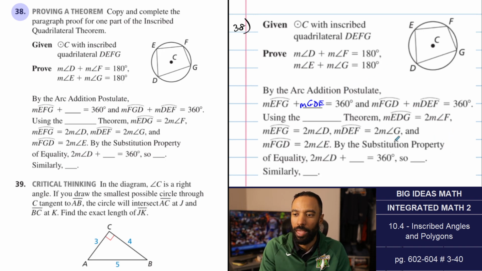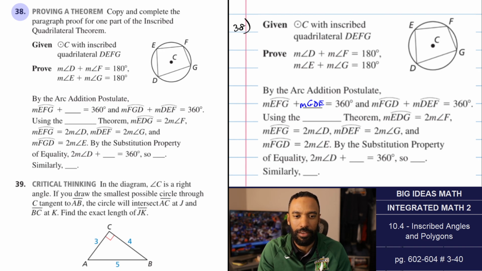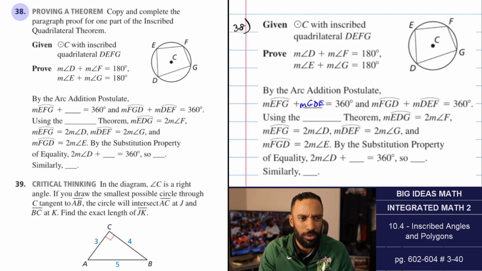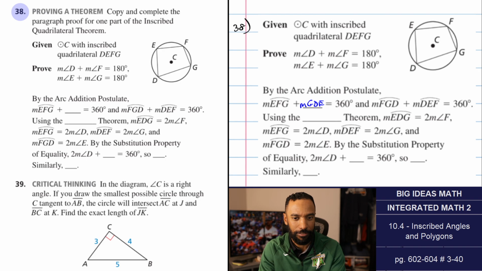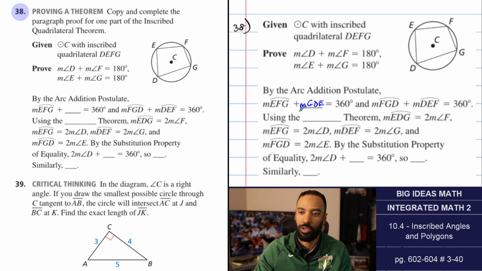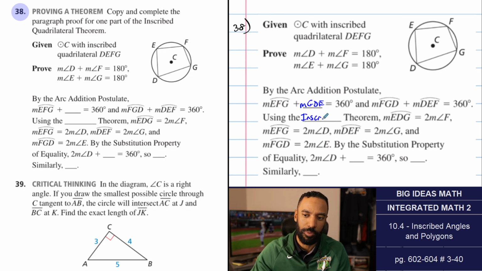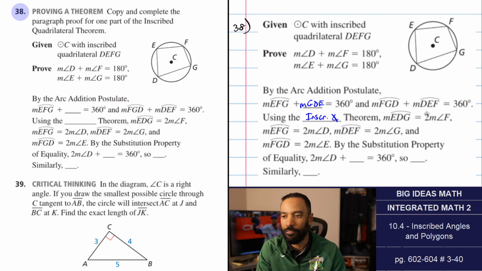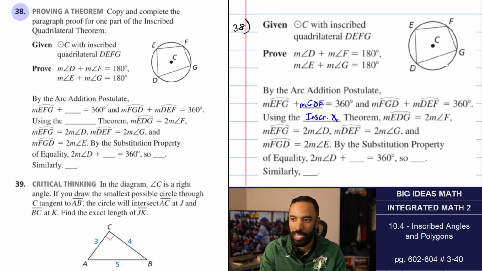Using the blank theorem, measure of arc EDG is double that of the measure of angle F. Is that called the inscribed angle theorem? Is that what we're going to be working off of? Normally we talk about it being half the measure of the intercepted arc. Now we're mentioning that the intercepted arc is double. So I'll say inscribed angle theorem. I'm not sure if I'm supposed to fit this inside here or write it separately somewhere. So if it's double that measure, EDG is double F, EFG is double D, DEF is double G, and FGD is double E.